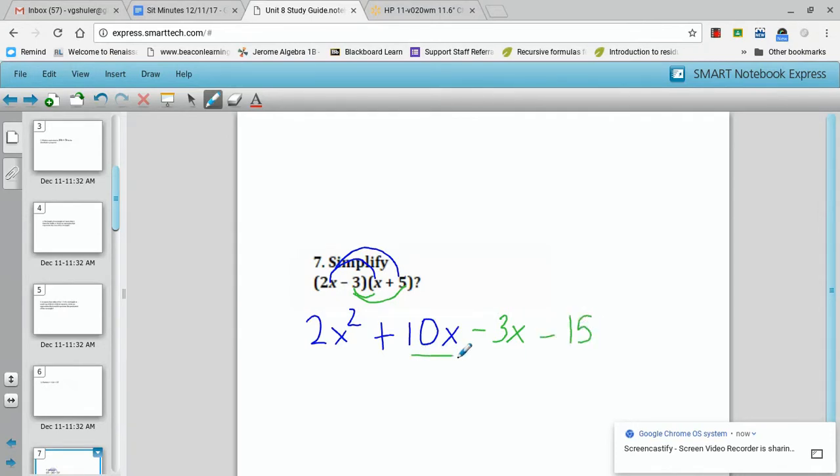Now let's combine some like terms. These guys in the middle are like terms. 10x minus 3x, 7x, and write everything else down. So using the distributive property to multiply out and combine like terms, your answer is going to be 2x squared plus 7x minus 15.